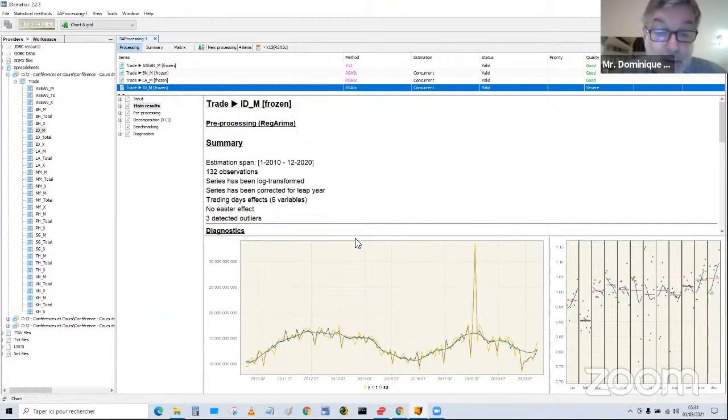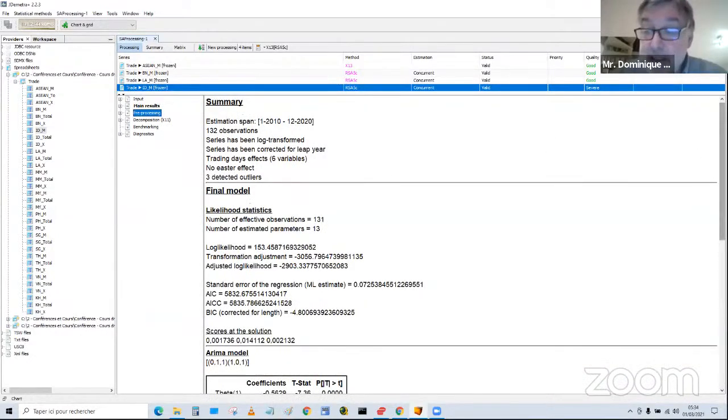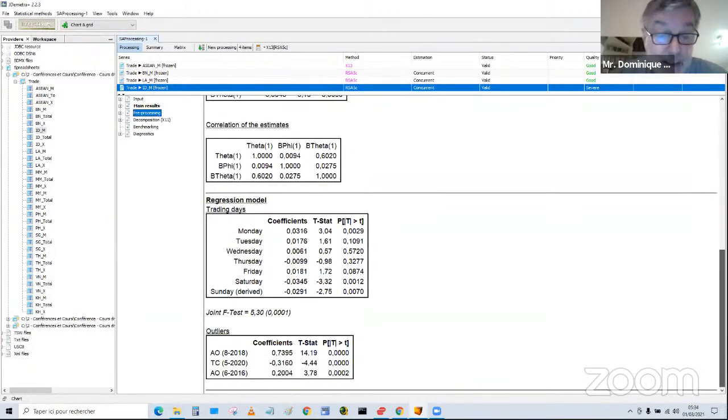But what happens is pretty good, it seems that we have 3 detected outliers. Let us have a look at which outliers they are. It is just one of them. August 2018 has been corrected. Let me have a look at the linearized data.